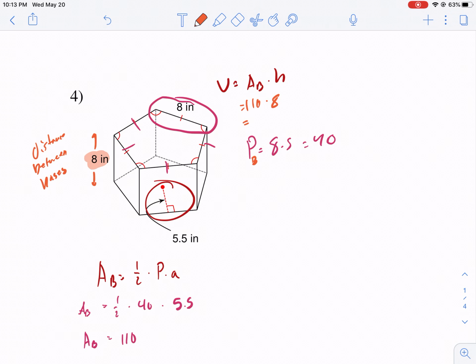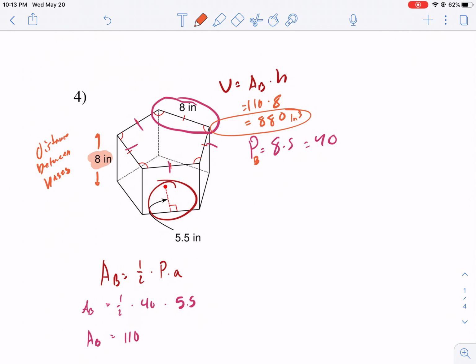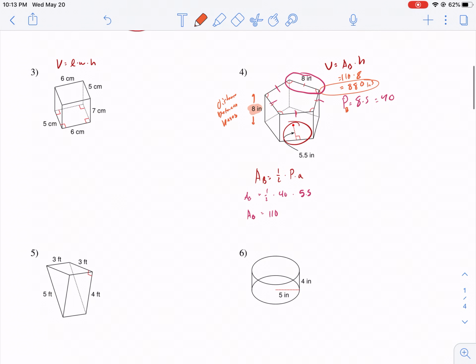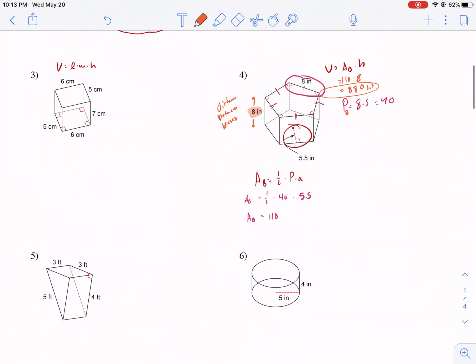So in many regards, this is much easier than surface area. A lot of people like volume a lot better. And we get 880 inches, don't forget the units, cubed, okay? Because we're talking about 3 dimensions, so the units are also cubed. And I think this is a great enough start.